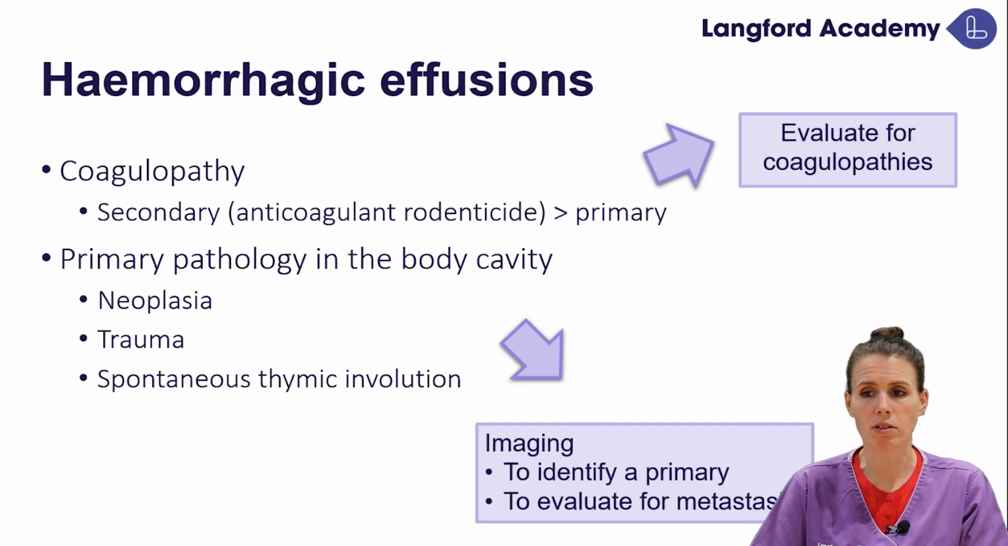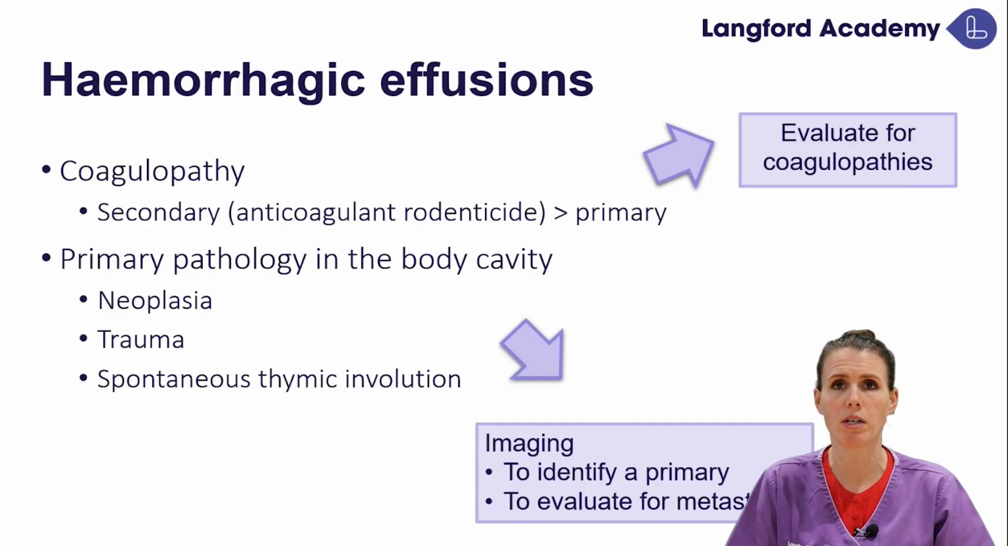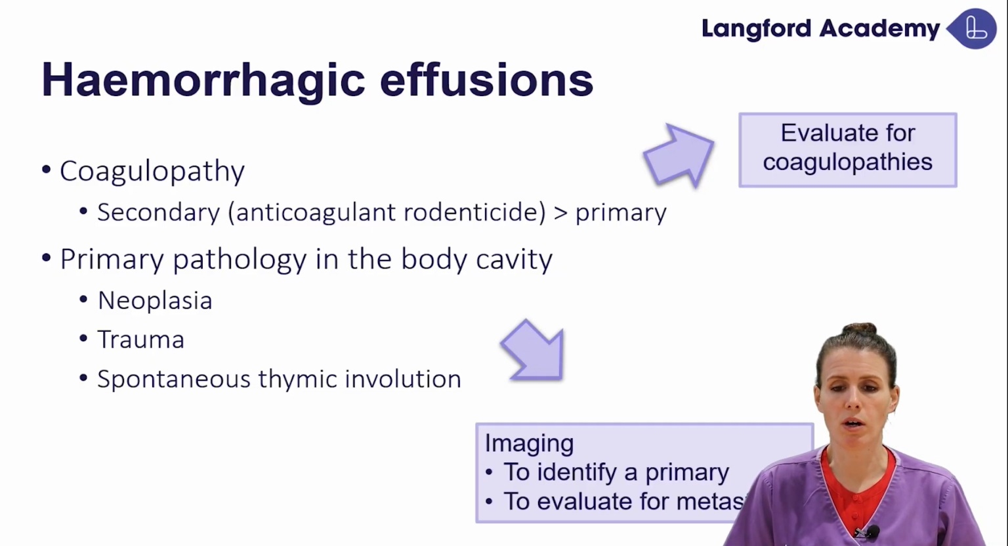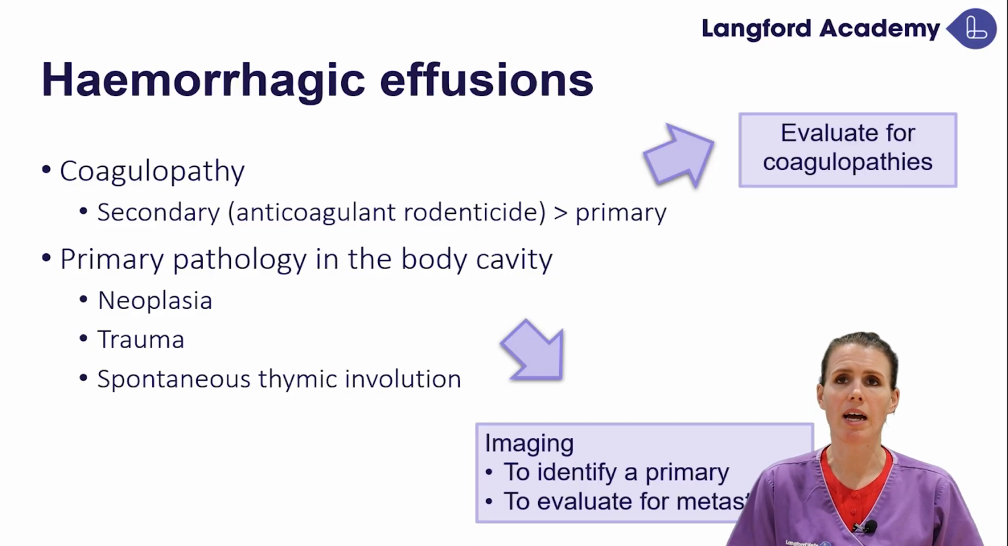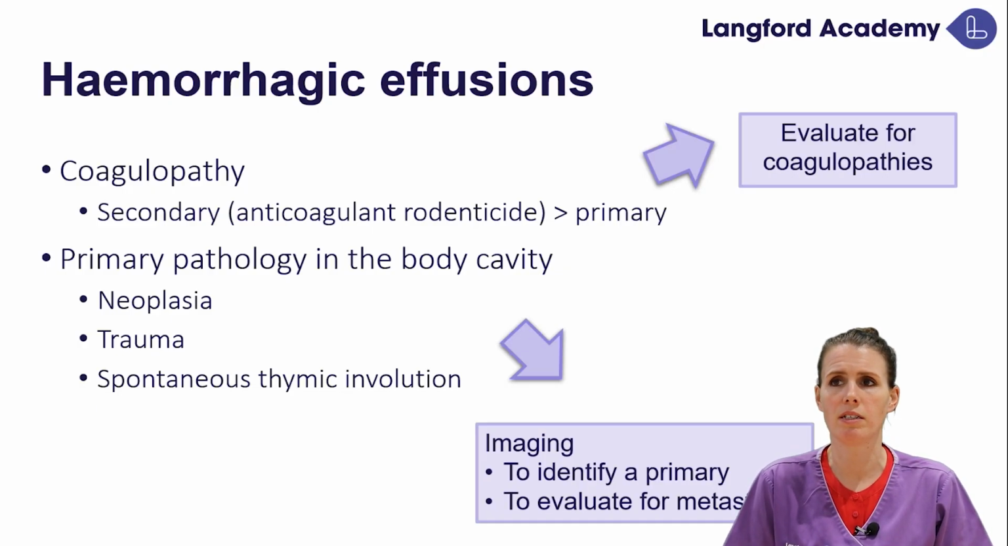So some young dogs can spontaneously involute their thymus and develop a hemothorax at the same time. And so we may see thymic remnant or an apparent thymic mass on imaging in these patients. And just to bear in mind that if they're young and they're otherwise well, and this was a peracute onset, this could be a benign disease process.